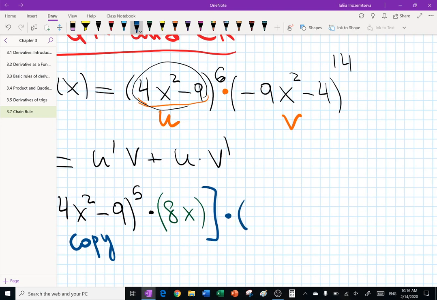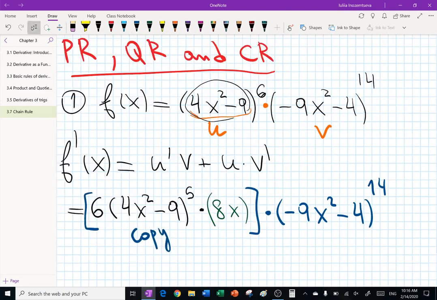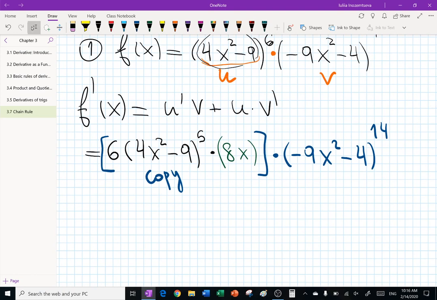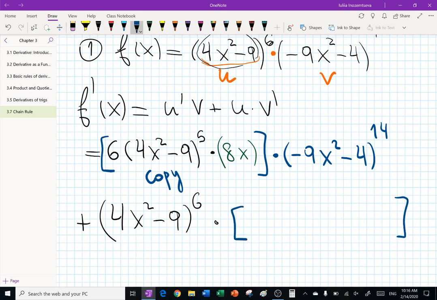Now, the product rule says copy the second piece. So it's going to be negative 9x squared minus 4 to the 14. Just copy because that's what the product rule says. Not too bad. And now you change the order. Remember? It says now copy the first piece, which is 4x squared minus 9 to the 6. So copy the first piece, which is U, and now differentiate V.